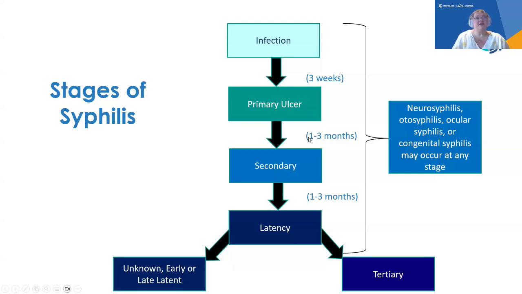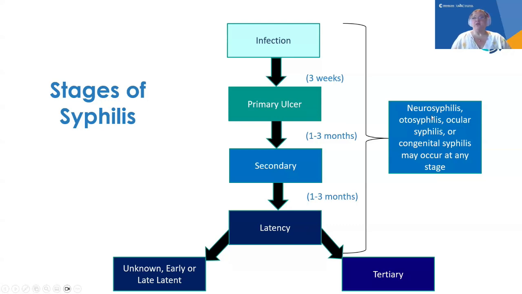But then 1 to 3 months later, the infection disseminates throughout the bloodstream and you get more systemic effects. That's secondary syphilis. That will go away on its own too if it's not treated, but you still have syphilis. And then 1 to 3 months later, it goes into the latency phase where there are no signs and symptoms of syphilis, and the only way you would pick it up is by blood testing.